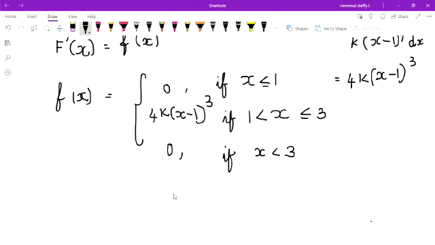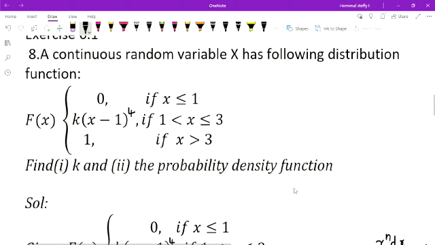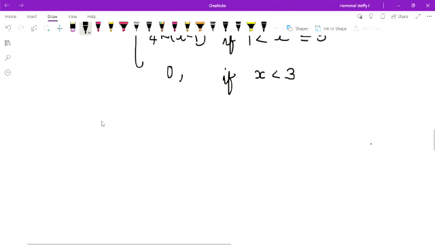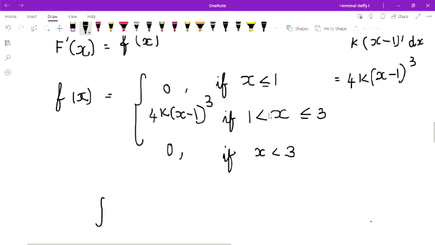Then I'm going to find the k value. But what is the condition? How do you find the k value? You know the probability density function condition. Yes, I use this condition to find the k value. What are the limit values? How do you take the limits? What is the lower limit? 1.